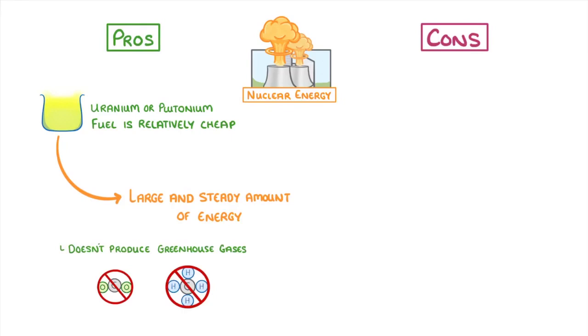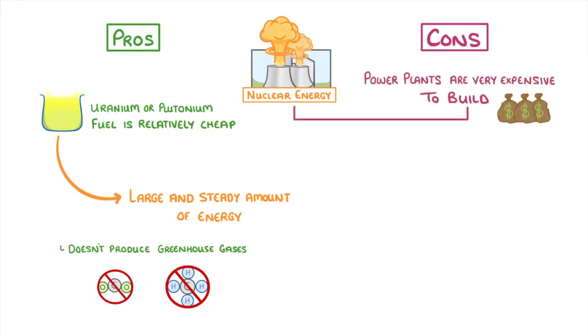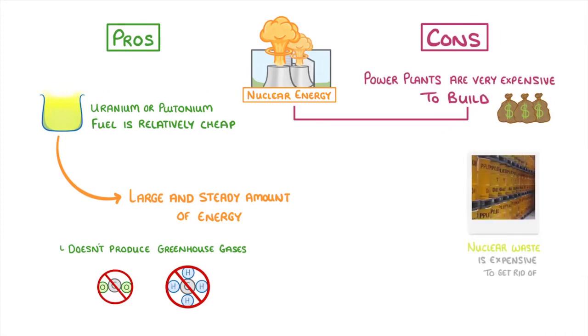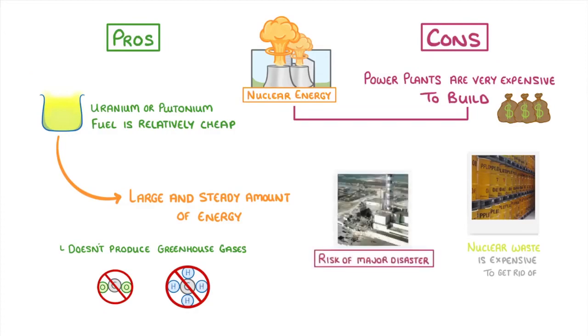On the downside though, nuclear power plants are very expensive to build, and the nuclear waste that they produce is expensive to get rid of, as it has to be buried under the ground in special bunkers. There's also always the risk of a major disaster if the plant malfunctions, which, although very unlikely, does make a lot of people suspicious of using nuclear energy.